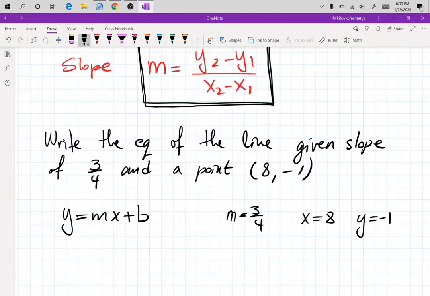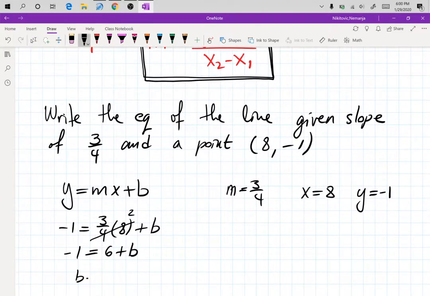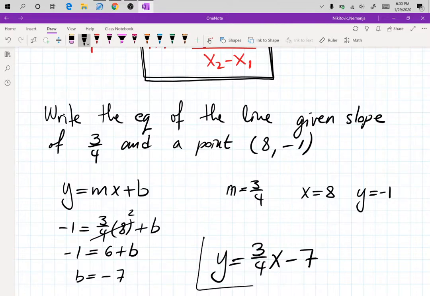So this would be negative 1 equals 3 quarters times 8 plus b. 8 and 4 cancel to 2. So negative 1 equals 6 plus b, from where we say b equals negative 7. And then the equation is y equals 3 quarters x minus 7. So that will be the equation of the line.